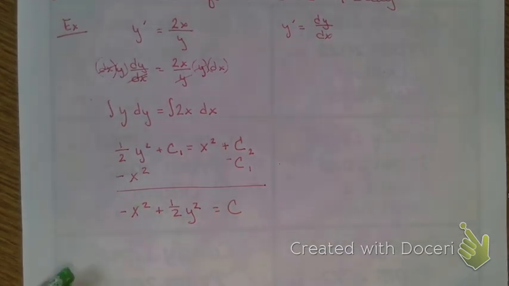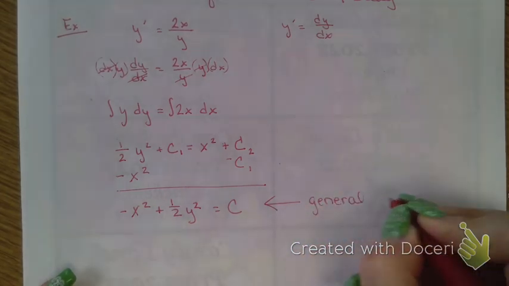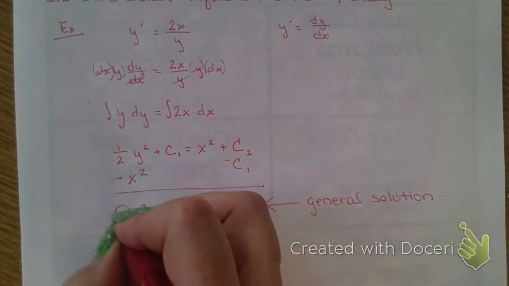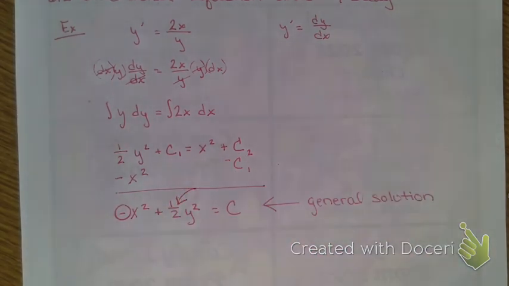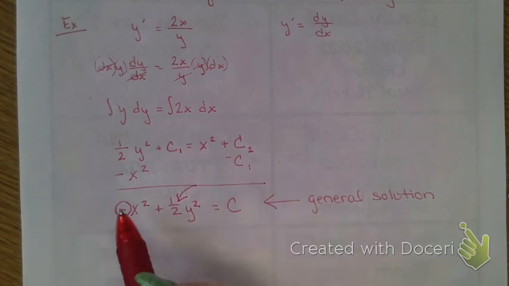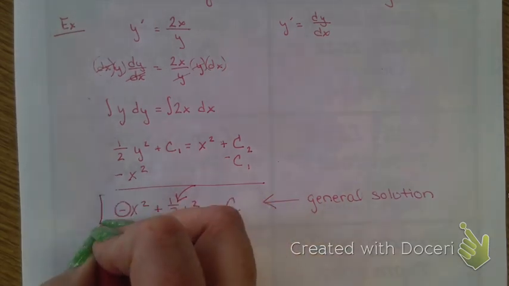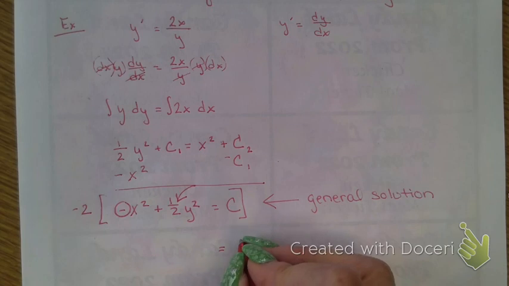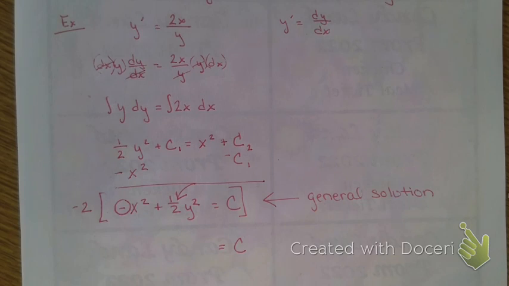Okay. Now, this is a general solution, but we have some things we need to fix. First of all, we shouldn't have a negative x squared, should we? And we should not have a fraction. So what do I need to multiply everything by to get the x squared to be positive and this 1/2 to be a whole number? Negative 2. So I'm going to multiply both sides by negative 2. Now on the right, I'm still just going to have c, because a constant times a constant is still a constant.